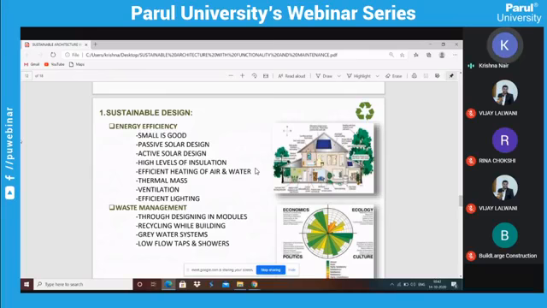I'm repeating it once again. I'll be covering these 5 basic elements of sustainable building design. First is passive sustainable design. Second is active sustainable design. Third is green building materials. Fourth is landscape design. And fifth is waste management. So these are the 5 parts that should be taken care of while designing a sustainable architecture or sustainable building. Okay, so let me start with passive sustainable design.